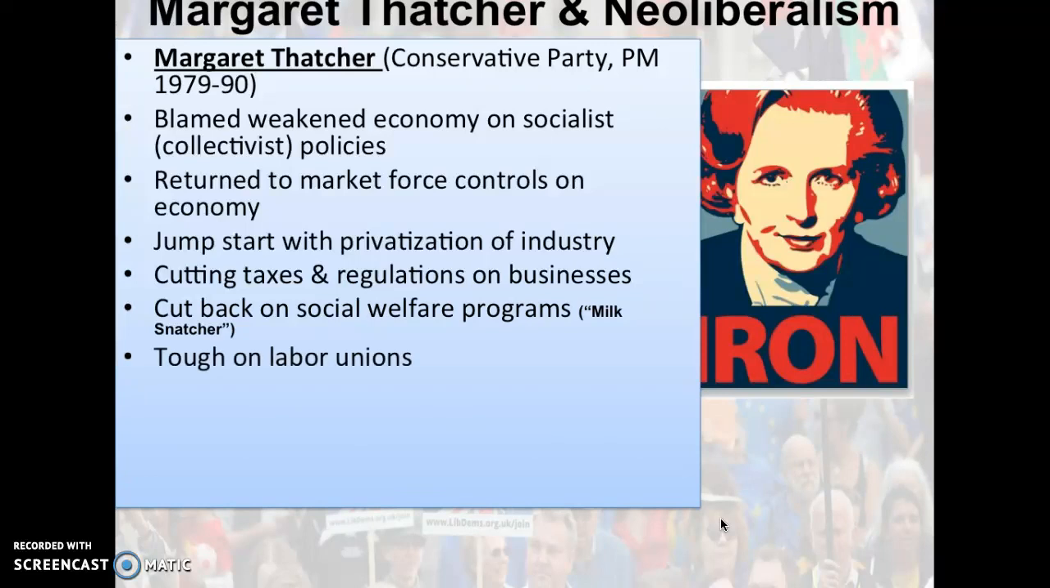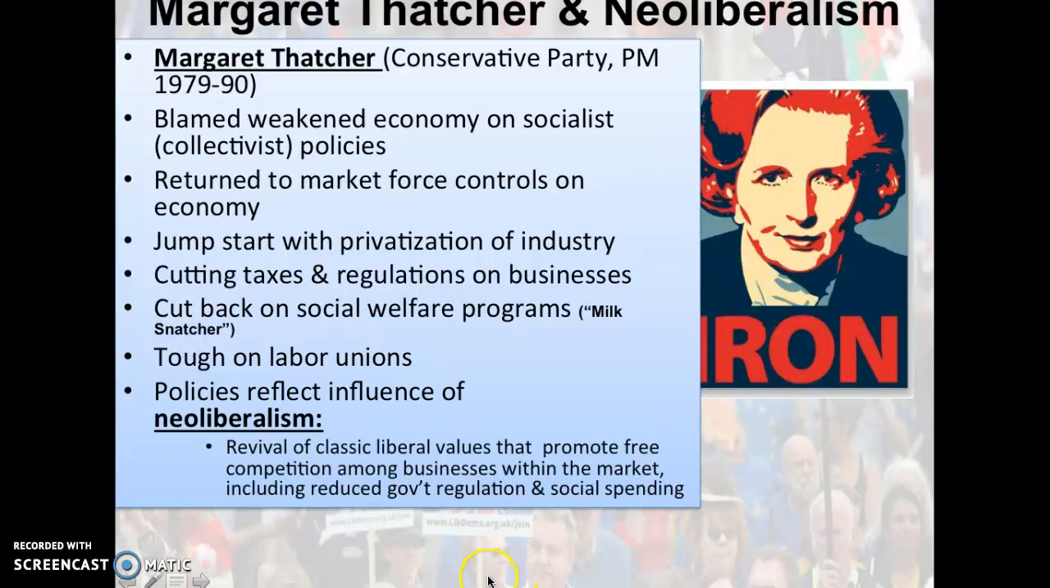She became tough on labor unions, and all of these policies is kind of how she became known as the Ronald Reagan of the UK, because these are some of the things that you're going to see in the United States with deregulation of business, cutting taxes, the whole trickle down economic theory. So her policies are really going to reflect neoliberalism. And just to remember what neoliberalism is, it's a revival of the classic liberal values that promote free market competition amongst business, including reducing government regulation so businesses don't have to spend more money on following government rules, and cutting social spending.